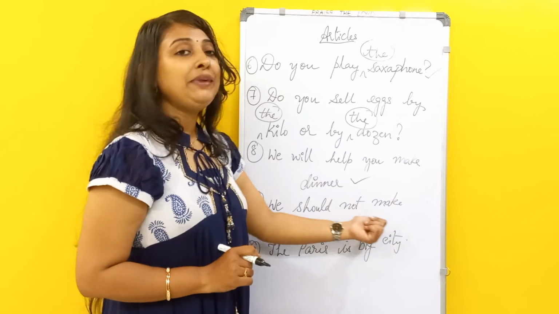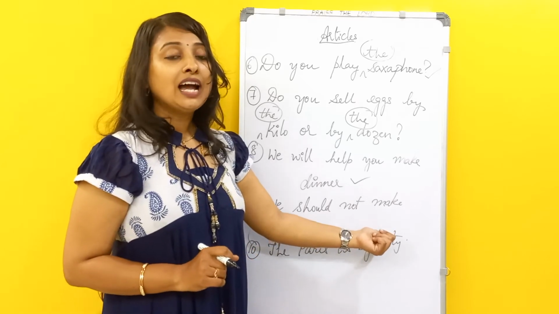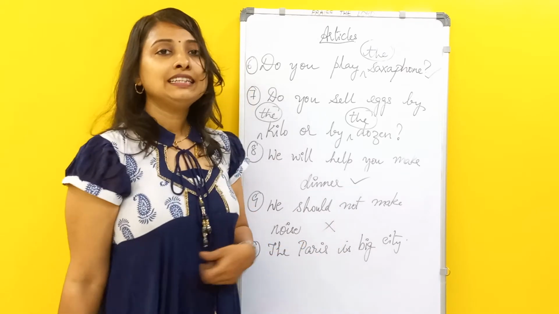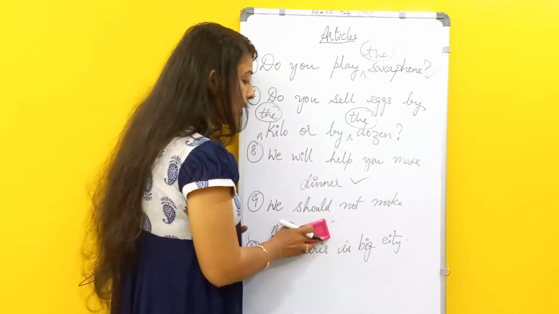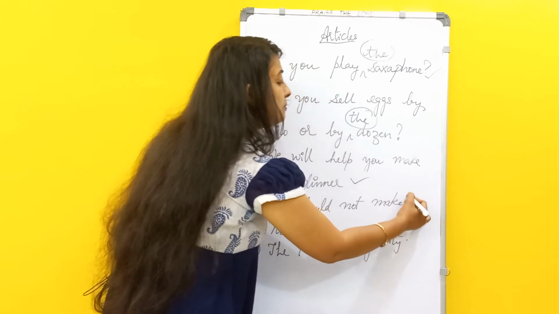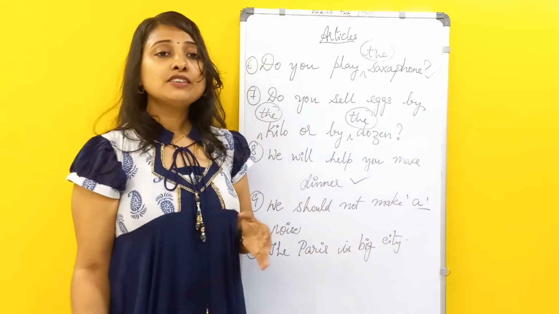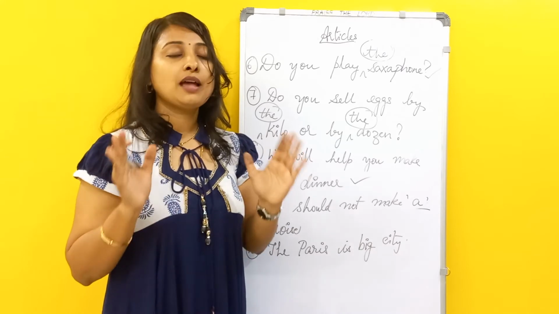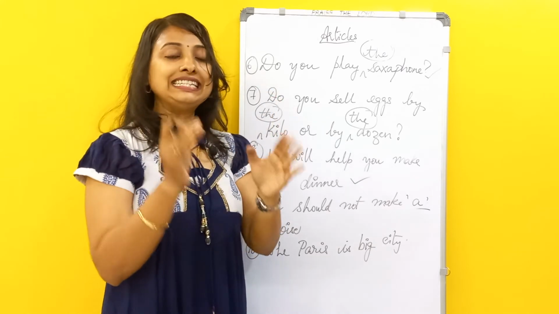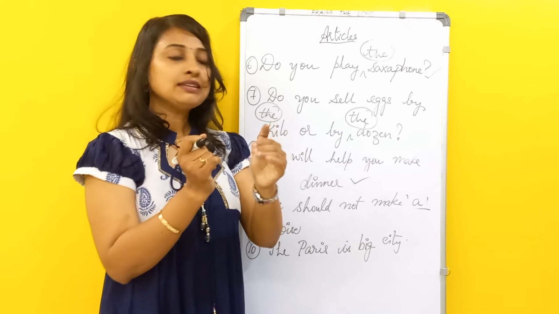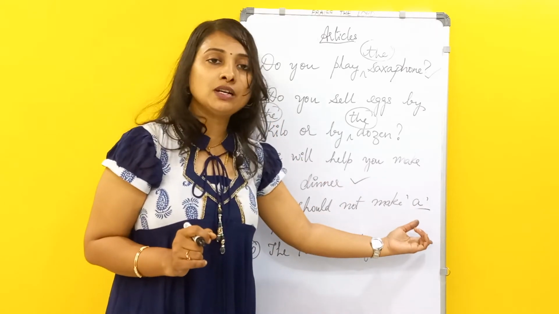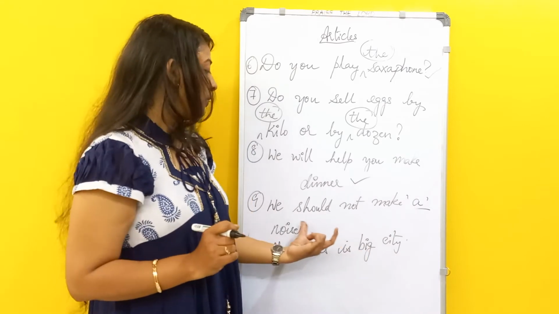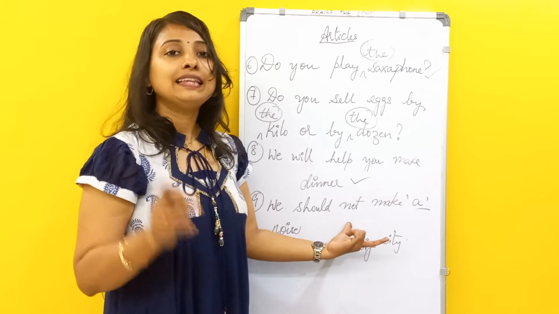We should not make a noise. If it is like this, it is wrong. This will become correct only if you add the article a. It means we should not make any noise, not even a little noise. So that indicates a bunch. Here you need to use the article a in front of noise. Right? So we should not make a noise. That is the correct one.